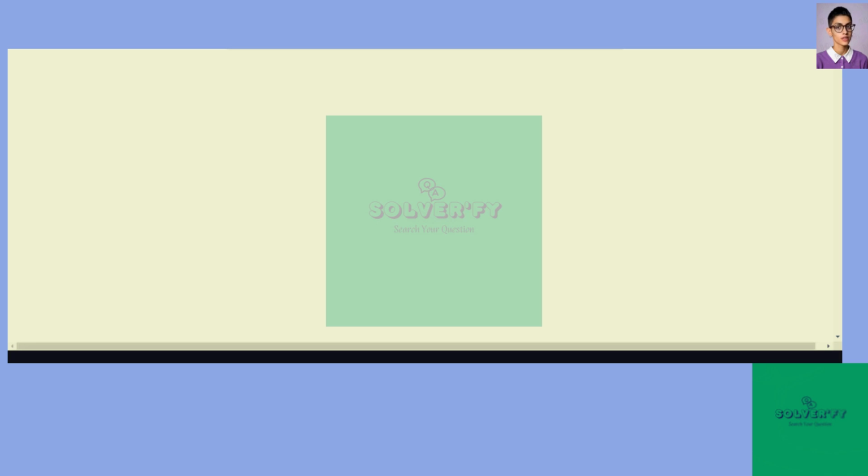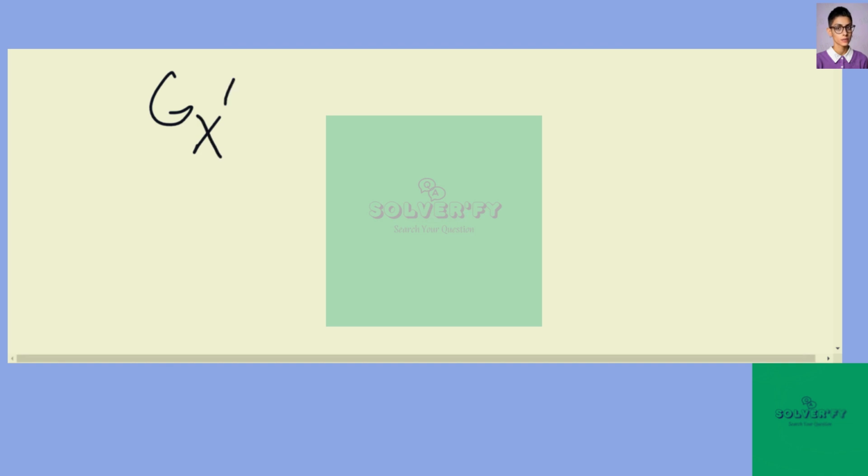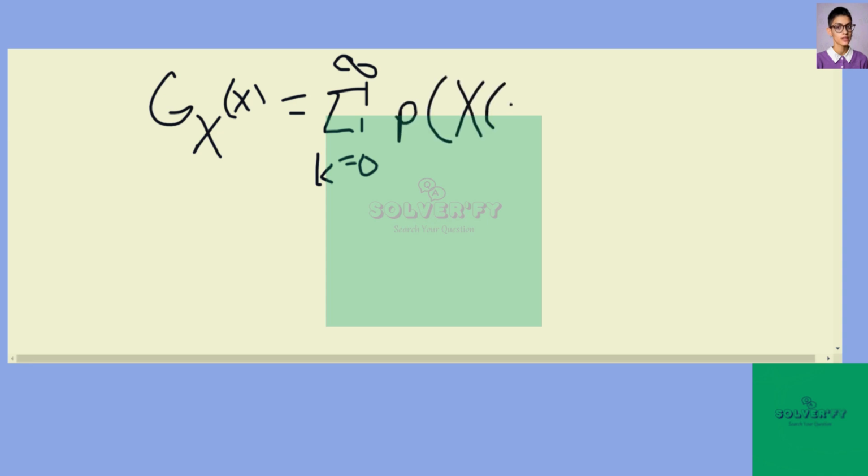So we have, by definition, the probability generating function for a random variable X on the sample space S, such that X(s) is a non-negative integer for all s in the sample space S, is G_X(x) equal to the sum from k equals 0 to infinity of the probability that the random variable X(s) is equal to k, times x to the k.